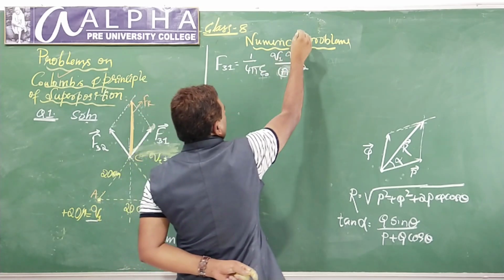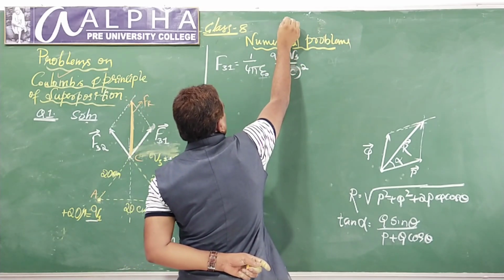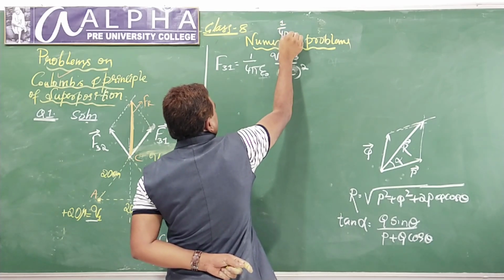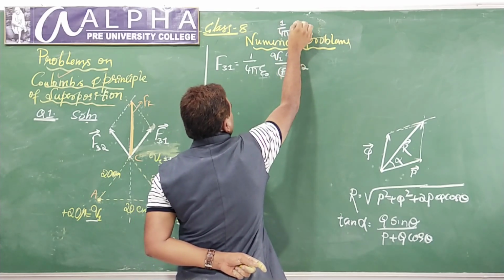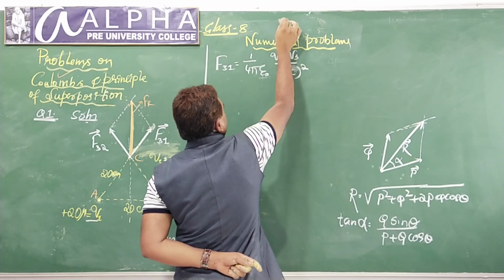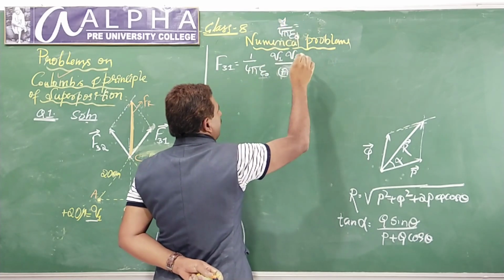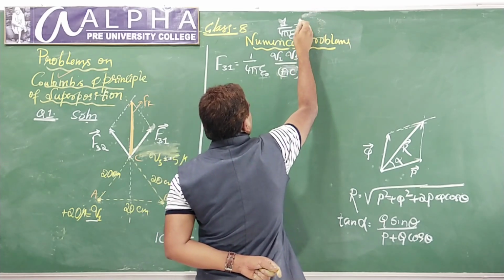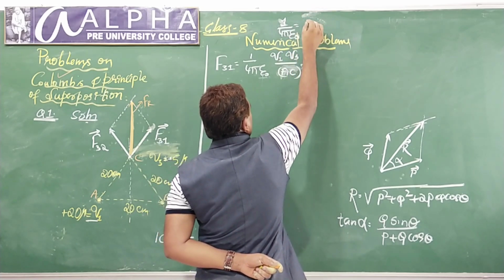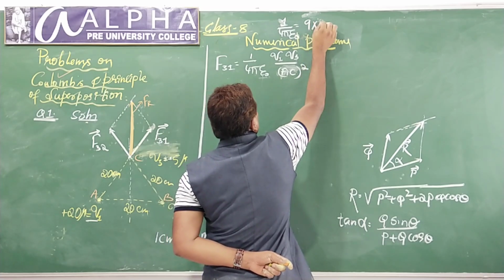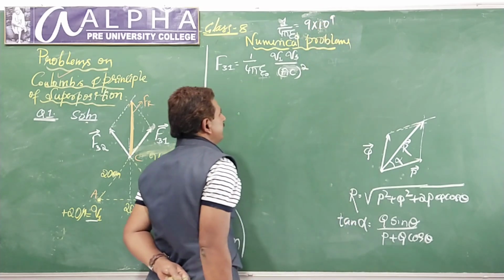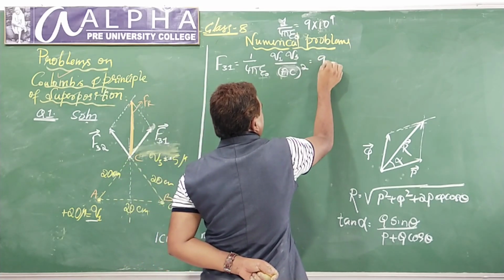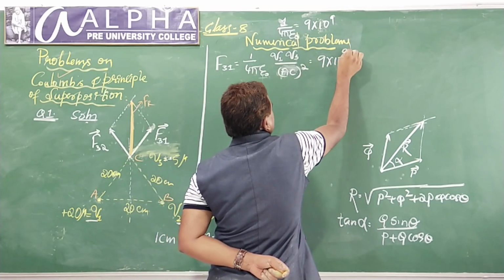What is the value of 1 by 4 pi epsilon 0? Remember students, always I write here 1 over 4 pi epsilon 0 on the top, because you should remember this throughout this year. What is the value of 1 by 4 pi epsilon 0? When we defined SI unit of charge, that is coulomb, we wrote a value 9 into 10 power 9. That's the value of 1 by 4 pi epsilon 0. Write that 9 into 10 to the power 9.